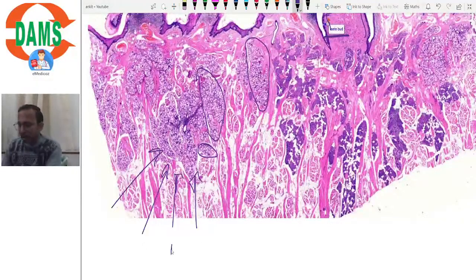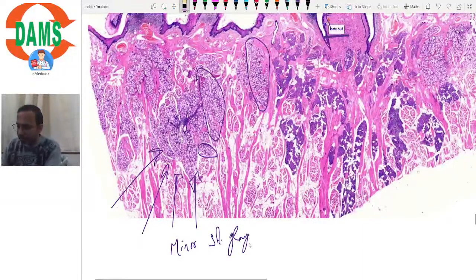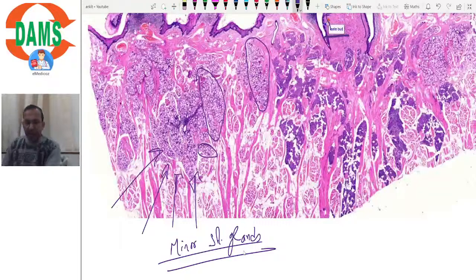These are nothing but the minor salivary glands, right? These are nothing but the minor salivary glands. And what is everything here?